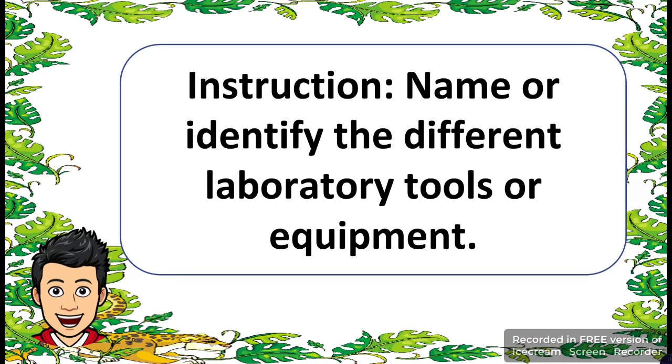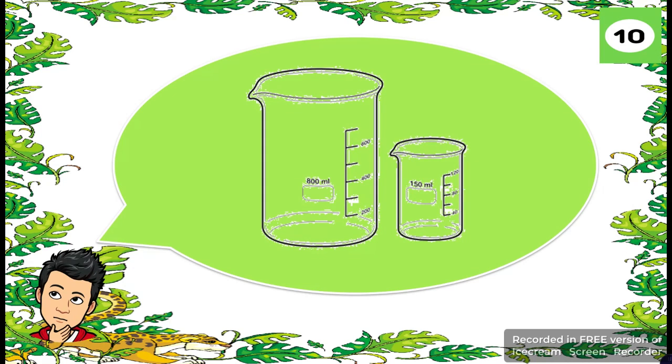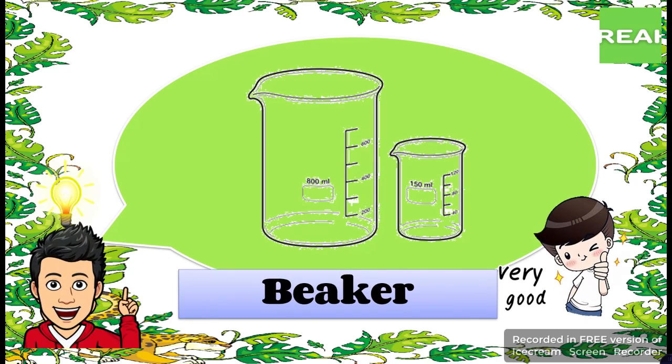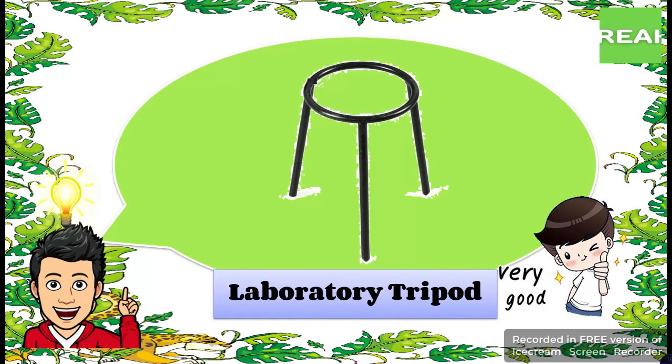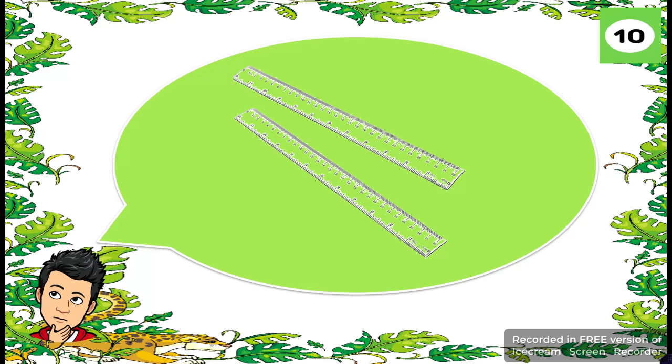Instruction: name or identify the different laboratory tools or equipment. Number 1. It is beaker. Very good. Number 2. It is laboratory tripod.